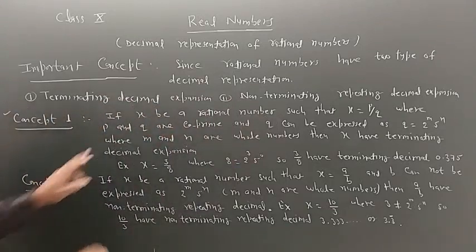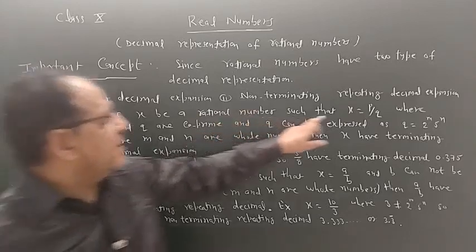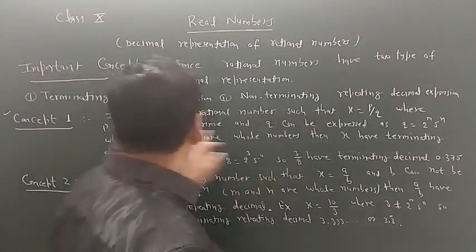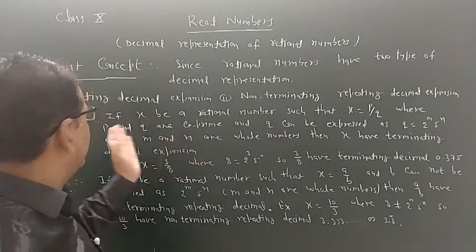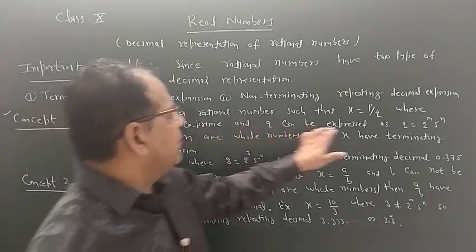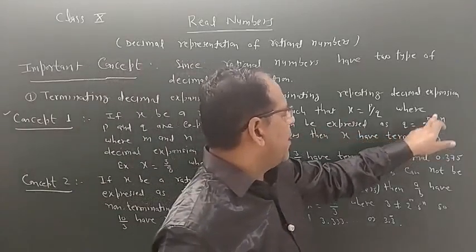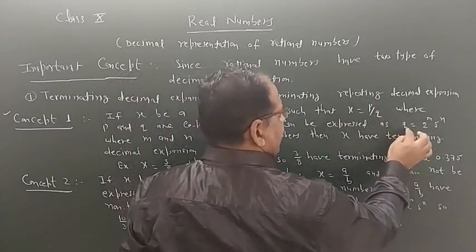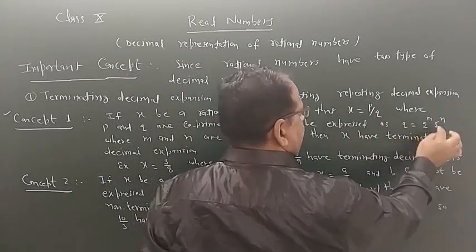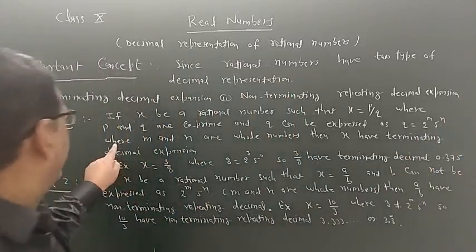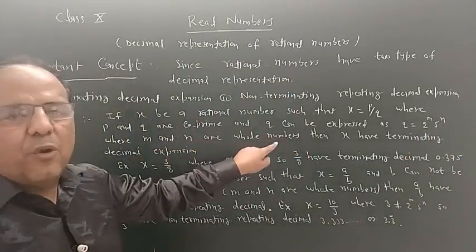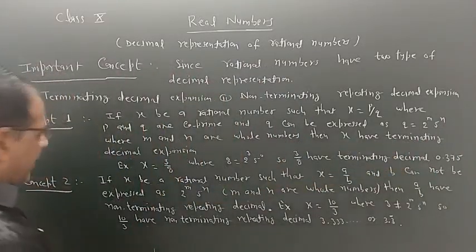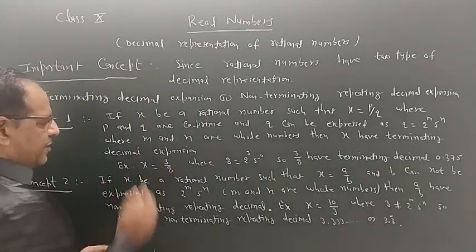First, if x is a rational number such that x equals p upon q, we are well aware each rational number can be expressed as p upon q, where p and q are co-prime. They may be integers also. If q can be expressed in the form 2 to the power m, 5 to the power n, where m and n are whole numbers or non-negative integers, then x has a terminating decimal expansion. For example, x equals 3 upon 8.